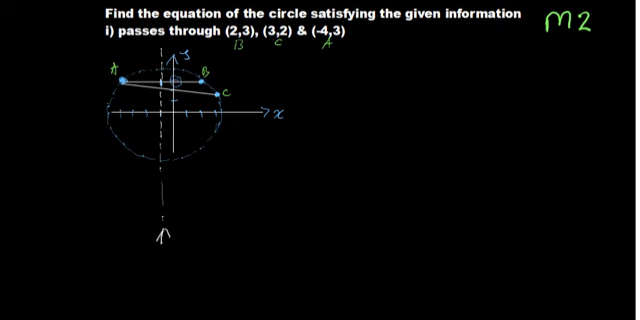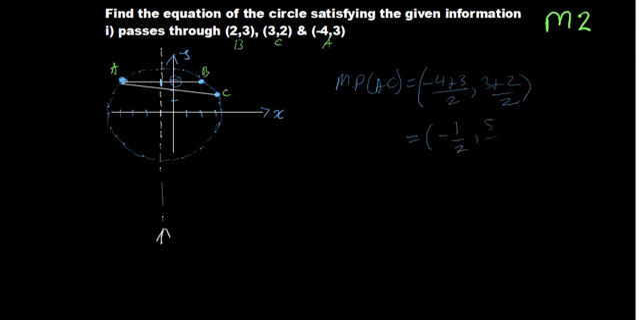So the midpoint of AC is equal to, I'm talking about (-4 + 3)/2 comma (3 + 2)/2, like that. So this is going to give me -1/2 comma 5/2.